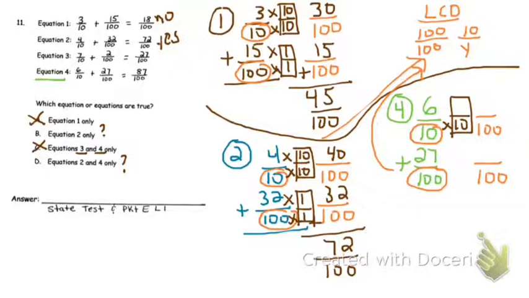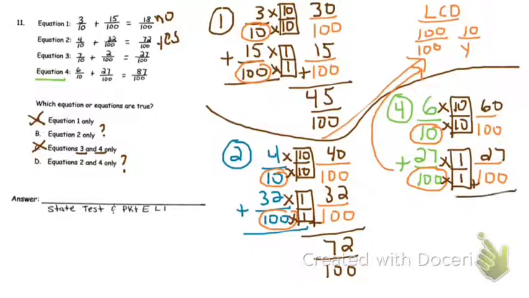Whatever I do on the bottom of a window box, I must do on the top of a window box. So 6 times 10 equals 60. Let's put my window box up for my bottom fraction, 27 hundredths. What do I do to 100 to turn it into 100? Well, that's times 1. Whatever I do on the bottom of a window box, I must do on the top of the window box. So 27 times 1 equals 27.